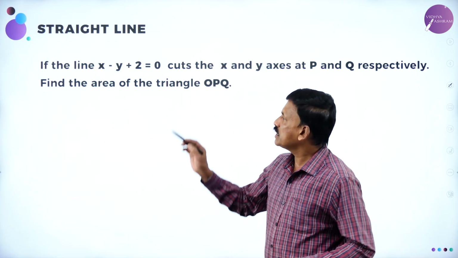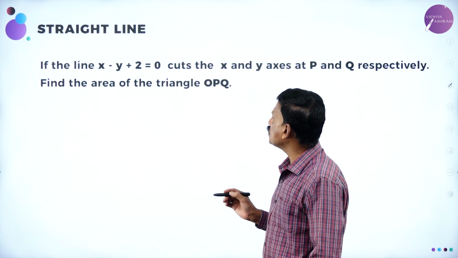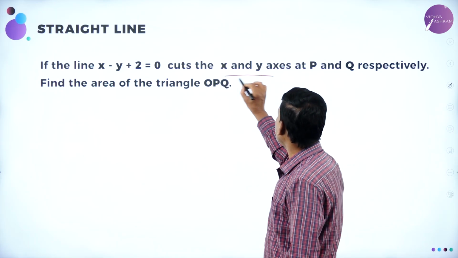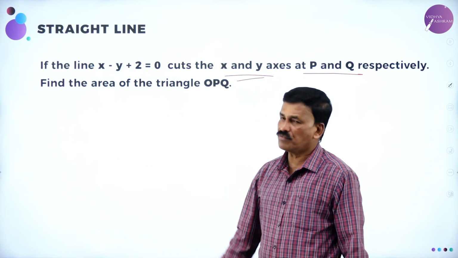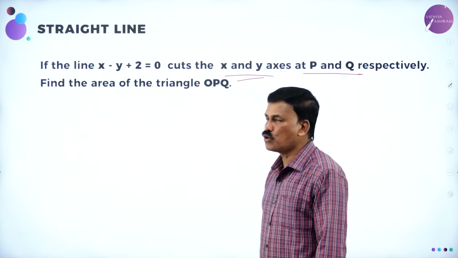Right. Now, next problem. If the line x minus y plus 2 is equal to 0 cuts the x and y axis at P and Q respectively, find the area of triangle OPQ.